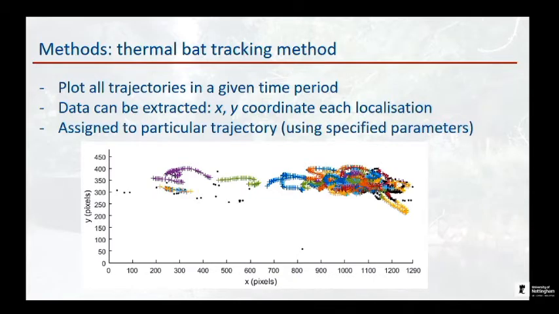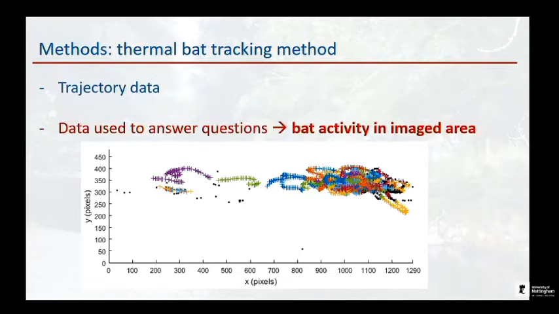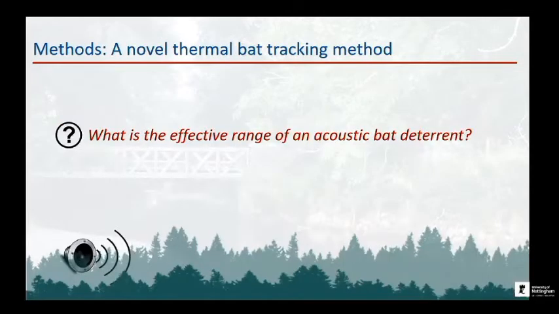And what you end up with is an imaged area, so this is just a field of view of two cameras together. And you get all of those localizations and therefore all of those trajectories of those bats, which loosely represent a bat pass in a given time frame. So I think this is probably only a few seconds at a very busy site. So we can use this data to answer questions about bat activity in the imaged area and behaviour of the bats, like my question about the effective range.